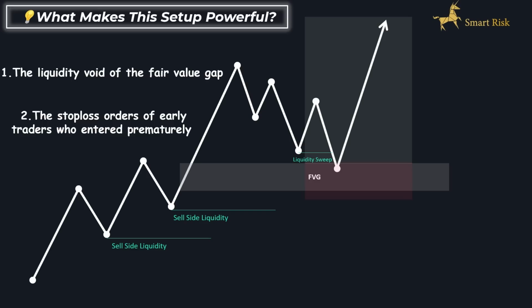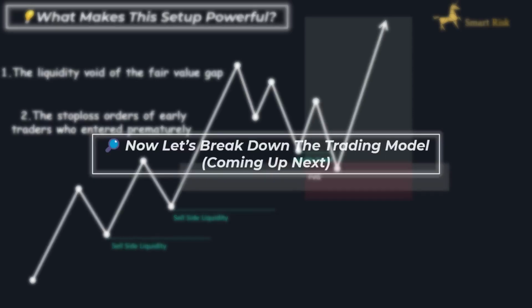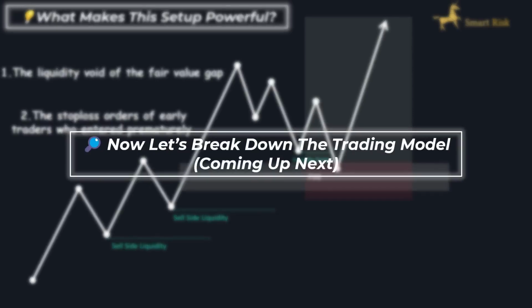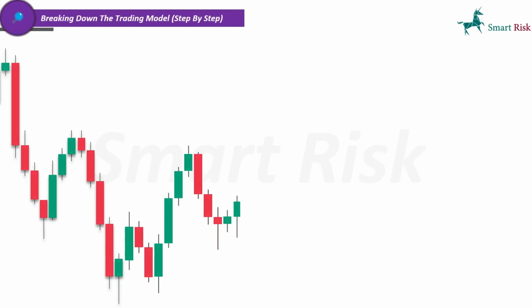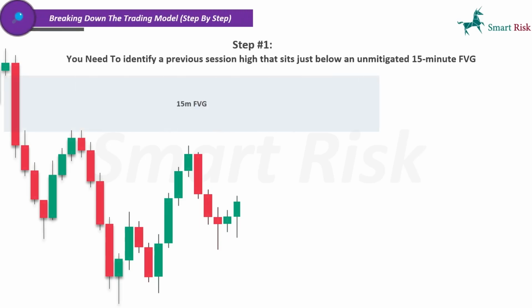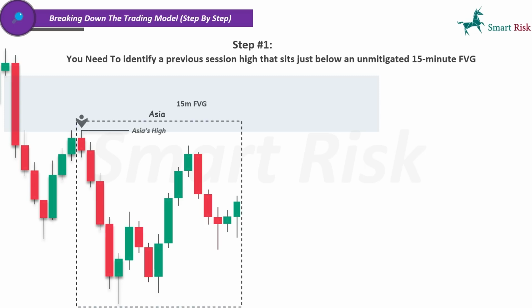It's not just a technical pattern, it's built on real market logic. Now let's break this setup down step by step and see exactly how to execute trades with it. To take advantage of this powerful setup in a bearish scenario, the first step is to identify a previous session high that sits just below an unmitigated 15-minute fair value gap. For example, if you're trading the London session, you want to focus on the Asian session high that forms right below a 15-minute unmitigated fair value gap.